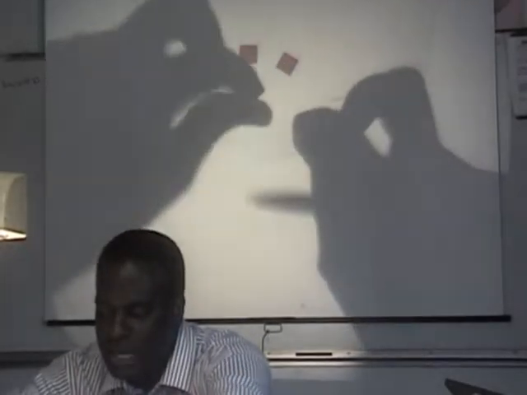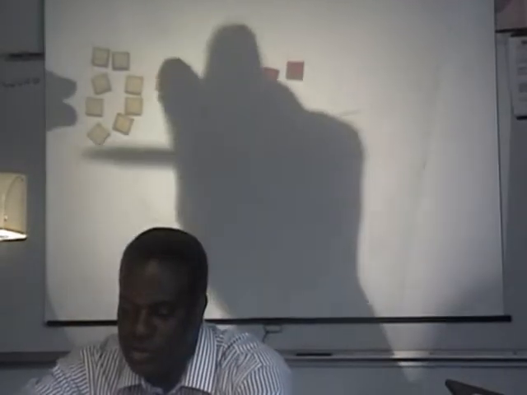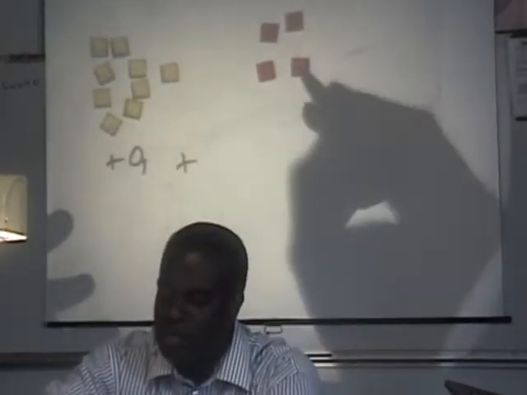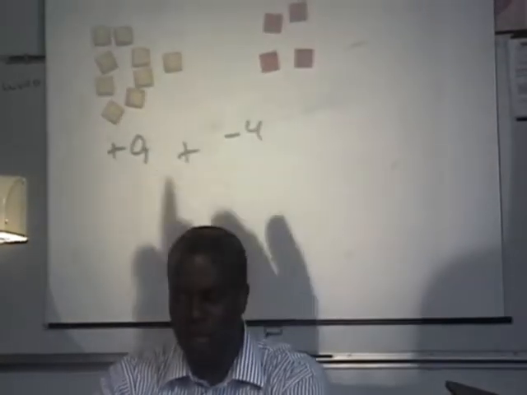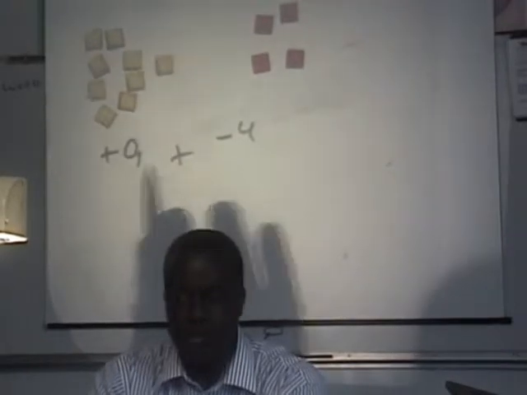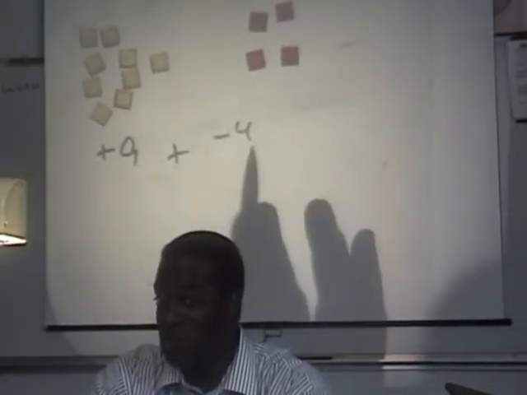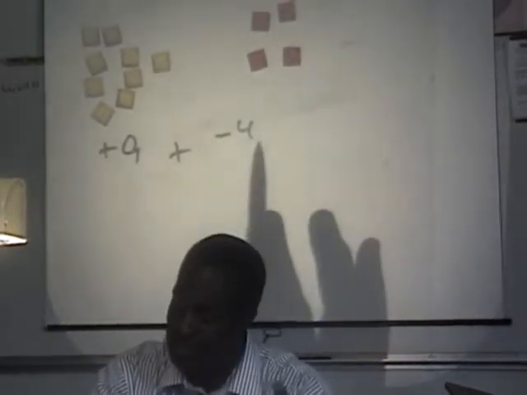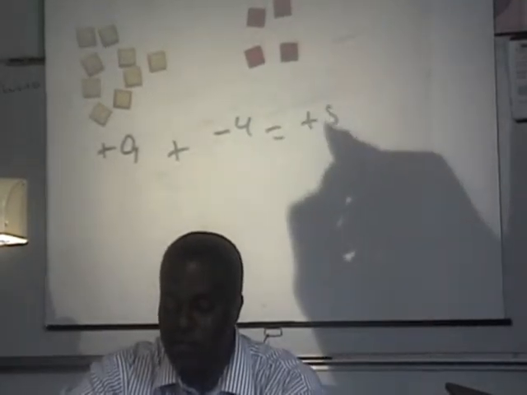Now, how can I write these out? How do I represent these as integers? Okay, we have a positive 9 plus what? A negative 4. How much is a positive 9 plus a negative 4, or 9 positive charges plus 4 negative charges? That gives us a positive 5.